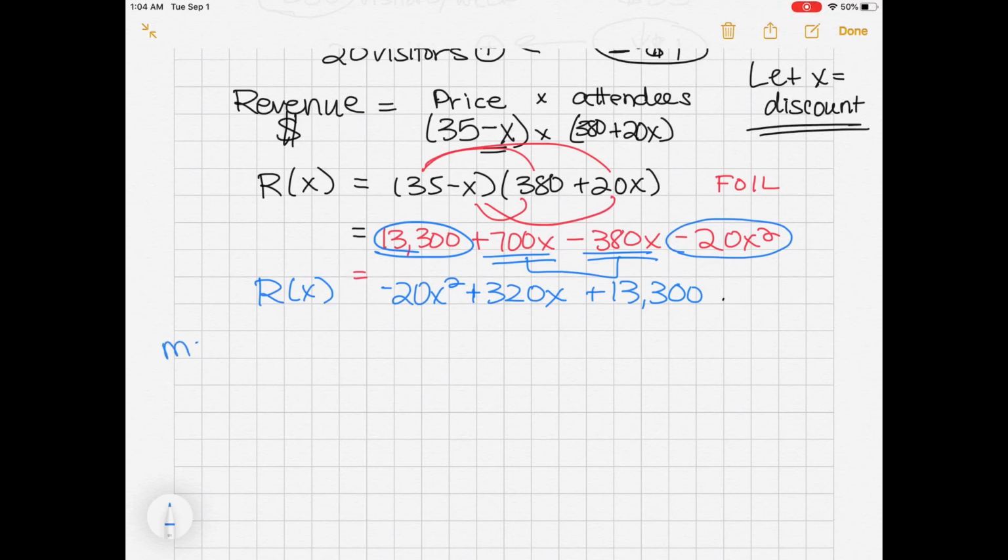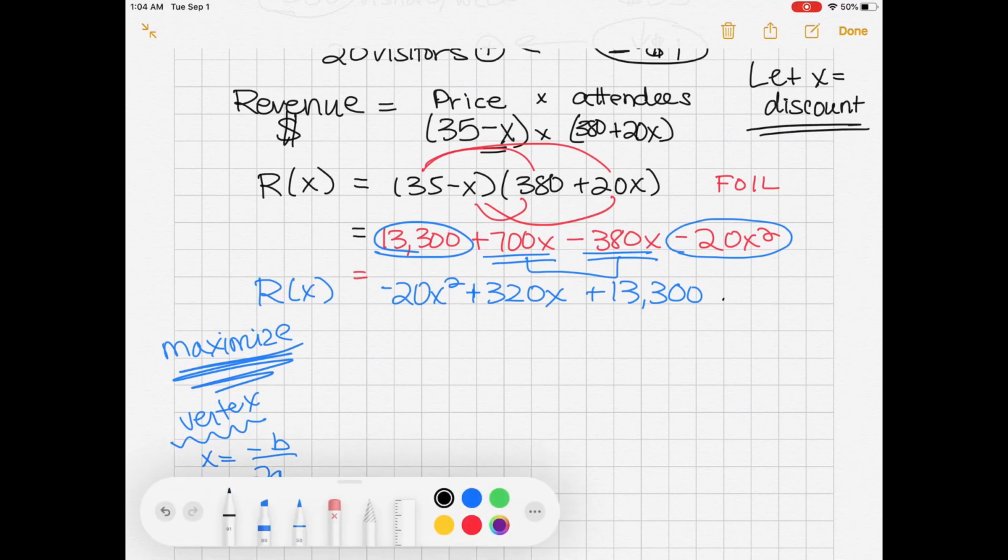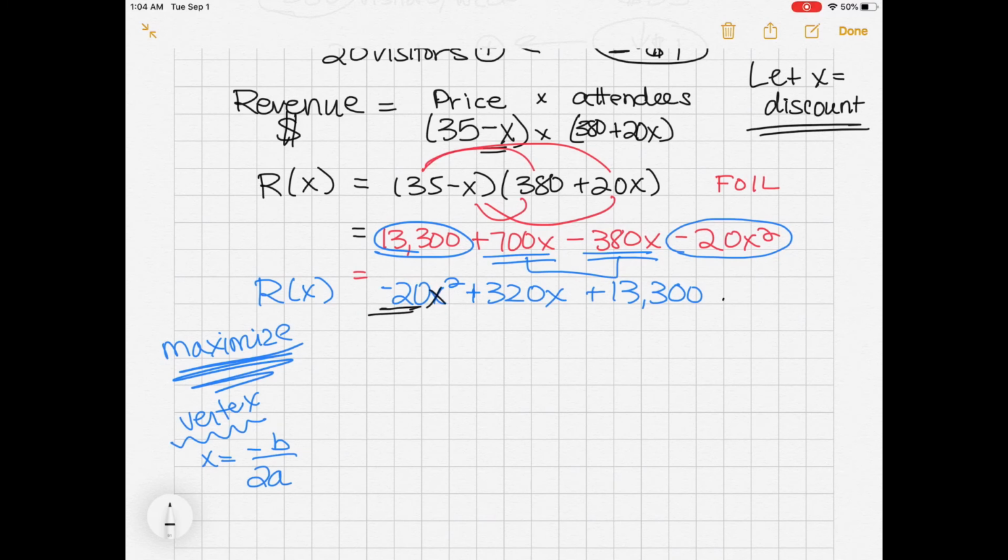So remember, we want to maximize it. What are we really wanting to find? What piece of information would tell us where the maximum is? If you said vertex, you're right. Remember, the x coordinate of the vertex equals negative b over 2a. Well, we have a quadratic function here, don't we? We have our values of ax squared plus bx plus c. So let's write this down: a is negative 20, b is 320, and c is 13,300.